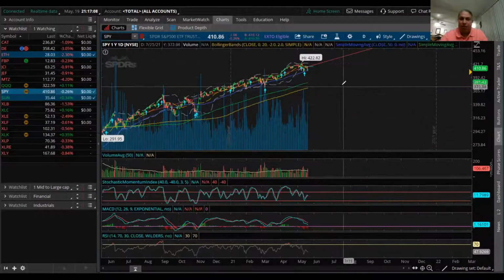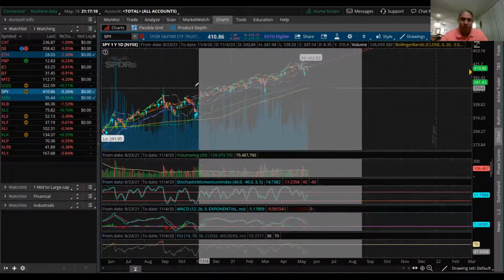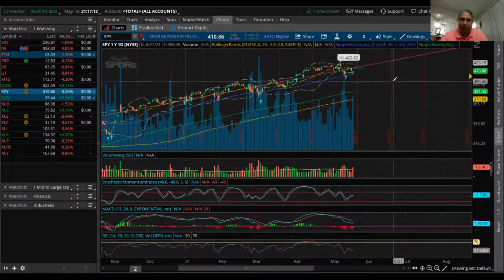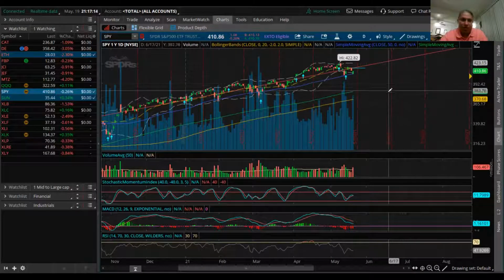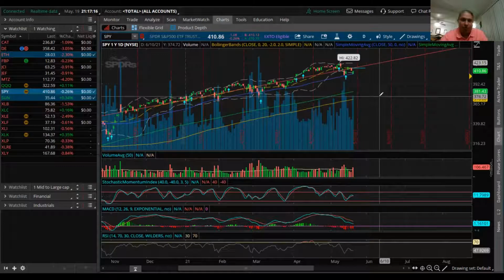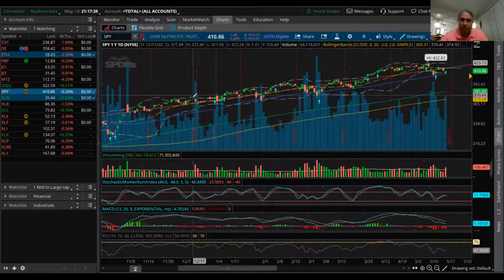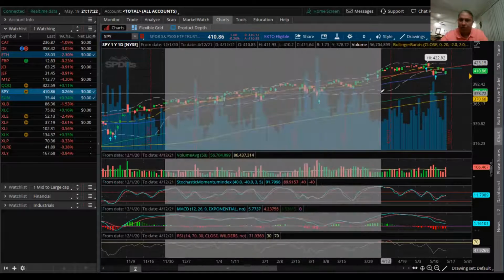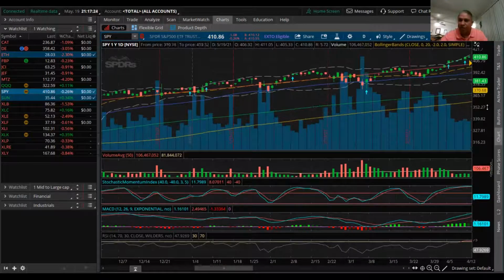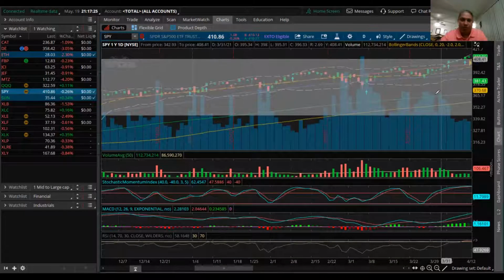Another example right here, the SPY, S&P 500. Let me see where I've got one for you. If I see one, I think I do. Hang on a second. Yeah, okay, so I'm going to cut this right in the middle here and move this up. Bada bing, bada boom.